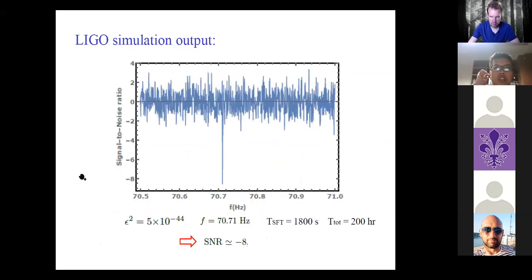Then we inject the simulated signal into the LIGO simulation package and obtain the signal to noise ratio in frequency space. Here the x-axis is the frequency, while the y-axis is the signal to noise ratio. As you can see, there is a narrow peak at a frequency of around 70.71 Hertz, which is exactly what we set in our simulation. By choosing these parameters, we obtain a signal to noise ratio of about -8. The minus sign comes from the fact that the two LIGO detectors are anti-aligned.